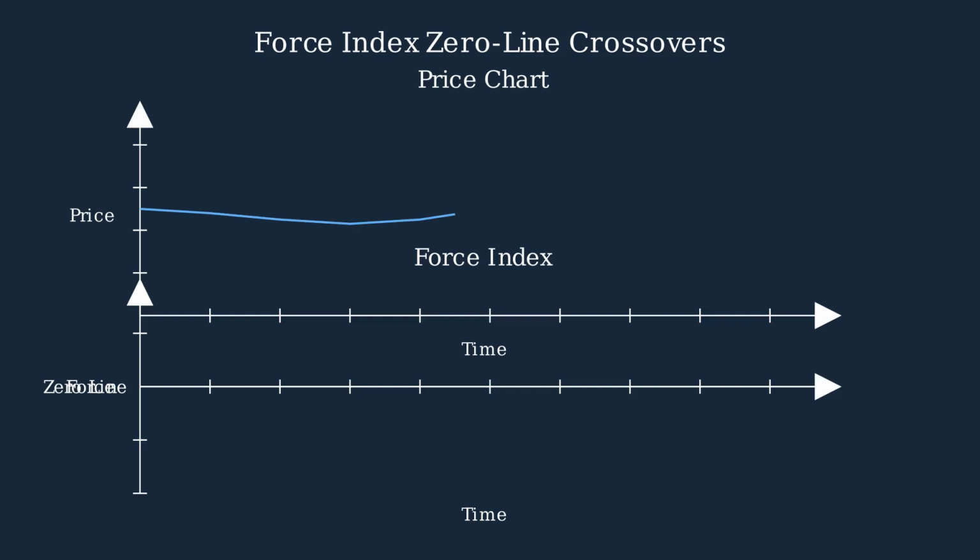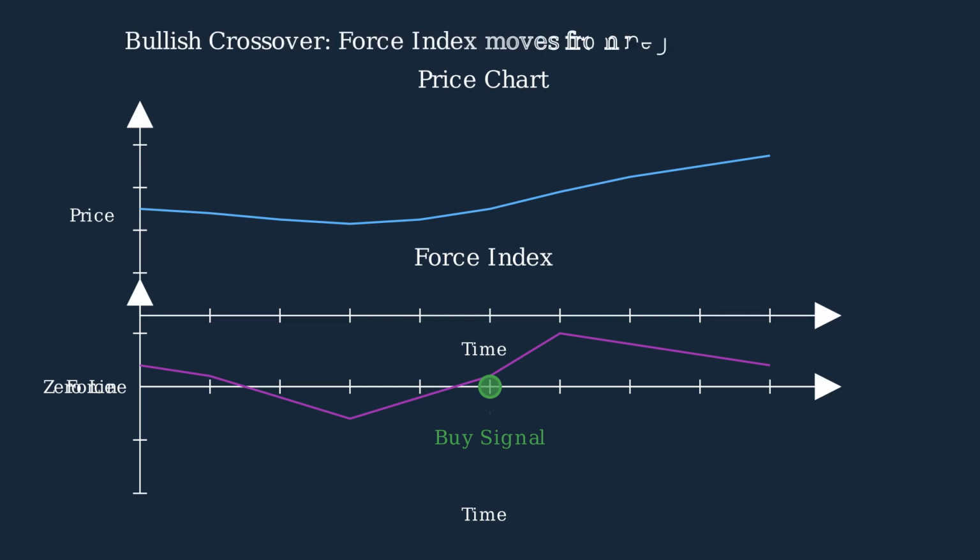When the force index crosses above the zero line, it indicates a shift from negative to positive force. This is potentially a bullish signal that indicates a new uptrend may be forming. Traders often use this crossover as a buy signal, especially when it aligns with the overall trend of the market.